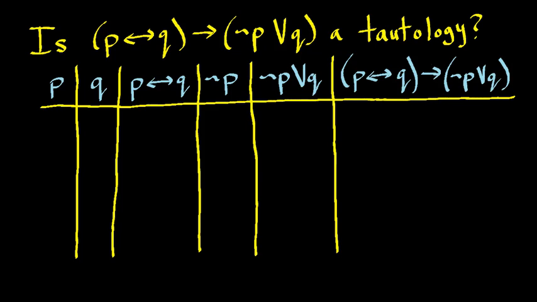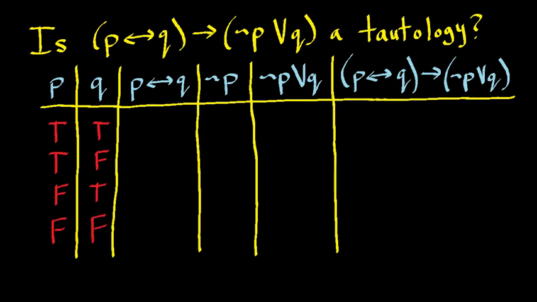A tautology is a statement that is always true, so we need to work out this truth table to see if the last column has all truths in it. For the first two columns, we will just write all possible values when dealing with a two-variable truth table. We can either have P is true and Q is true, or P is true and Q is false, or P is false and Q is true, and lastly, P is false and Q is false.